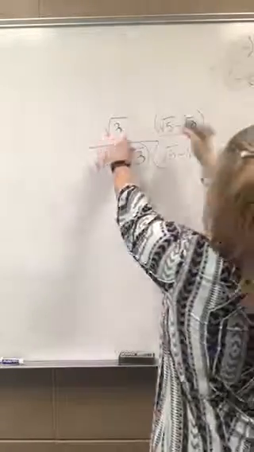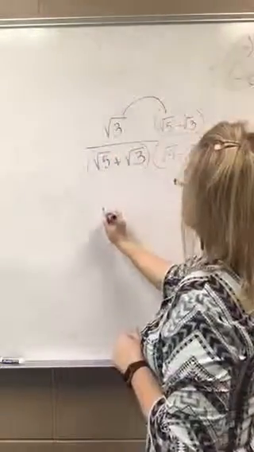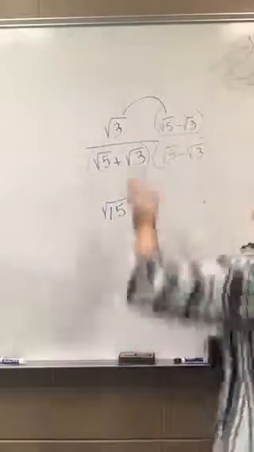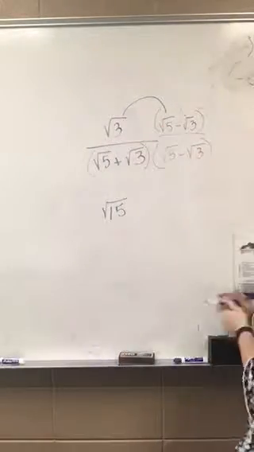Alright, so in the numerator, this distributes. Because they're both square roots, we can times 3 times 5.